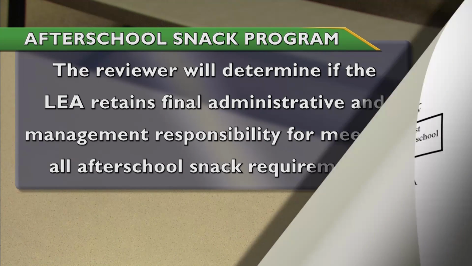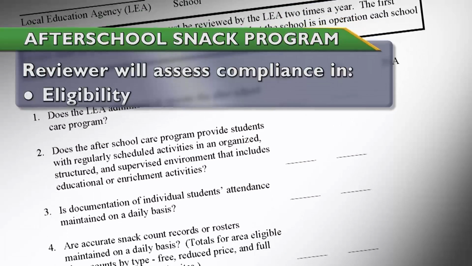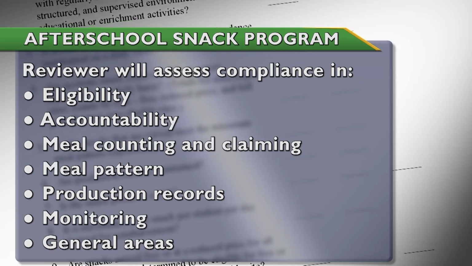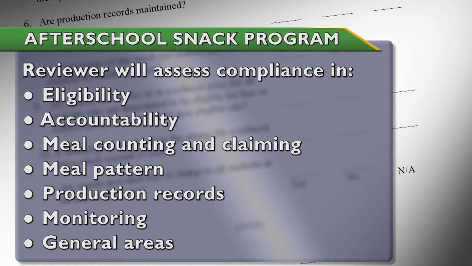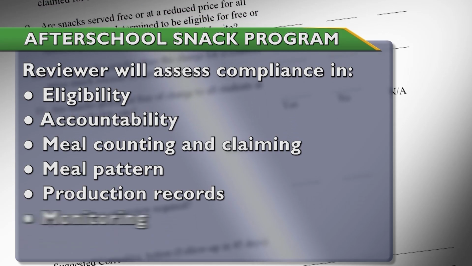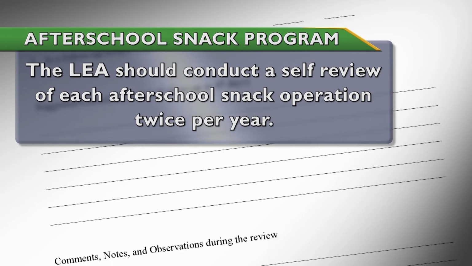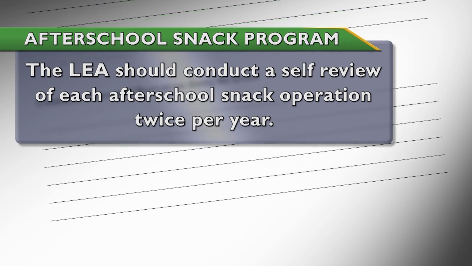The reviewer will assess compliance in the areas of eligibility, accountability, meal counting and claiming, meal pattern, production records, monitoring, and general areas. The LEA should conduct a self-review of each after-school snack operation twice per year, as well as other general areas of the program.